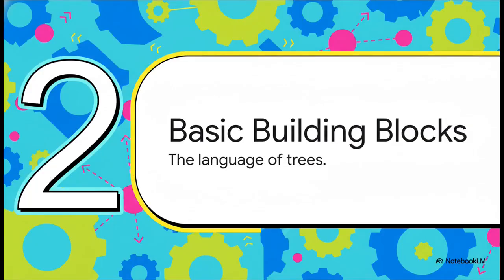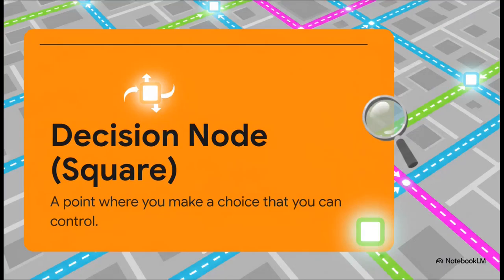Okay, to read one of these maps, or even build your own, you just need to know the language. And don't worry, it's super simple. We're just talking about a few basic shapes. It's like learning the ABCs of decision-making. First up, we've got the square. This is a decision node. Anytime you see a square, it's a point where you have to make a choice. You're in the driver's seat. You get to decide which path to take.